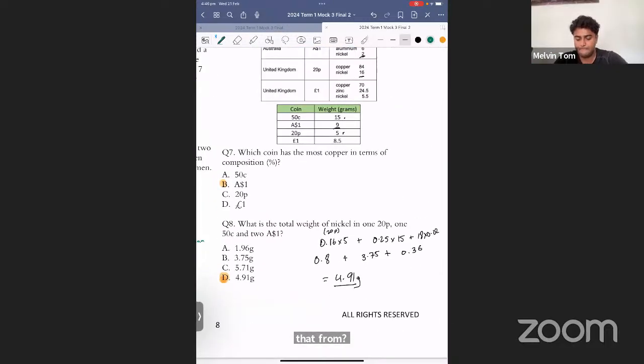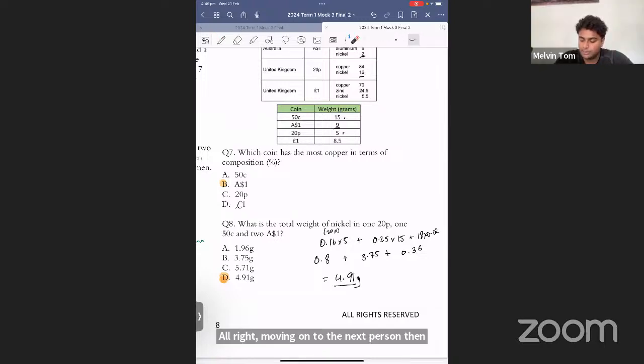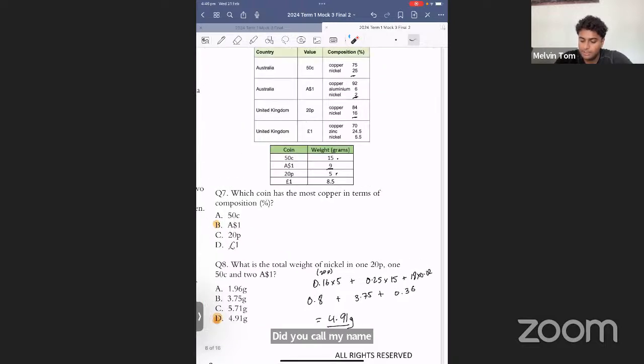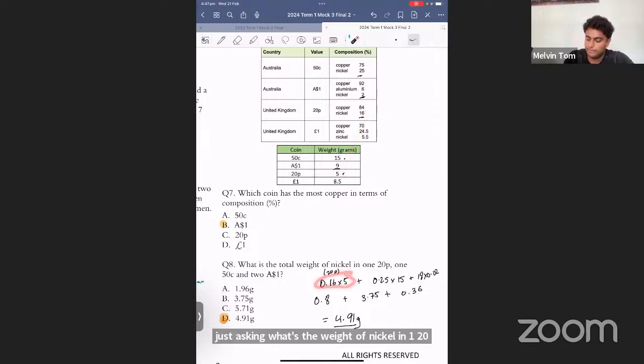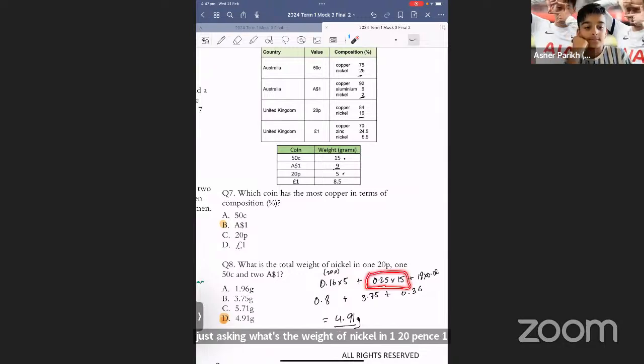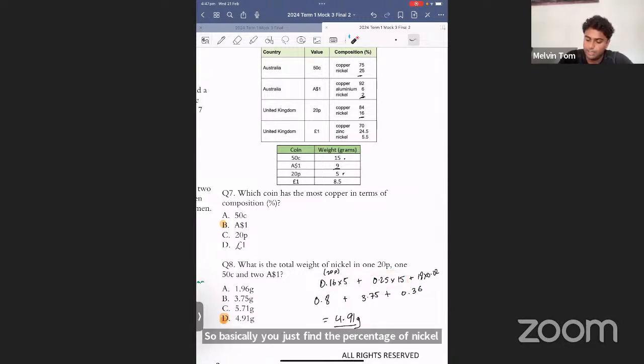Yeah. Okay. This question was really easy. Basically it's just asking what's the weight of nickel in one 20 pence, one 50 cents, and two $1. So basically you just find the percentage of nickel in 20p. In 20p, it is 16% nickel, and the weight of 20p is 5 grams. So you do 16 multiplied by 5, and you get the nickel in 20p. Then you find out the weight of one 50-cent coin. The 50-cent coin has 25% nickel, and it weighs 15 grams. So you do 0.25 times 15.